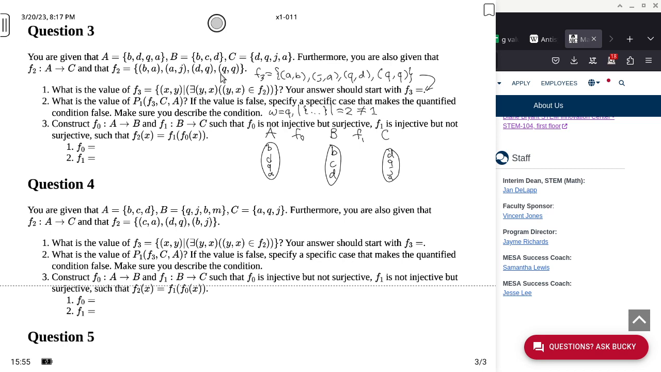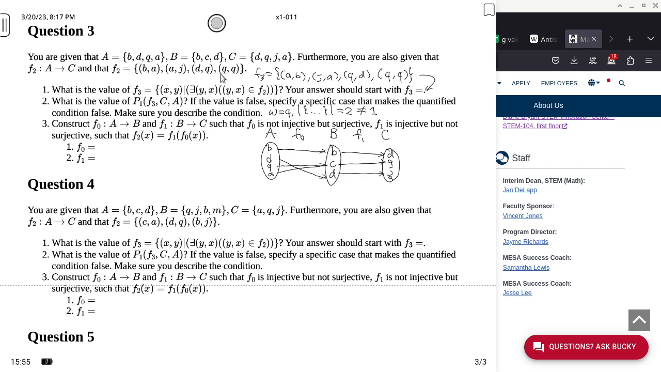So we have D and Q. Whatever you map to Q doesn't matter. So let's say C maps to Q right here. Then D and Q from A would both map to C. So now we have this going to here. And then the rest is up to you. You can have B mapping to B, then B maps to D, and then D maps to D, and then D maps to one of these two. Let's say J.